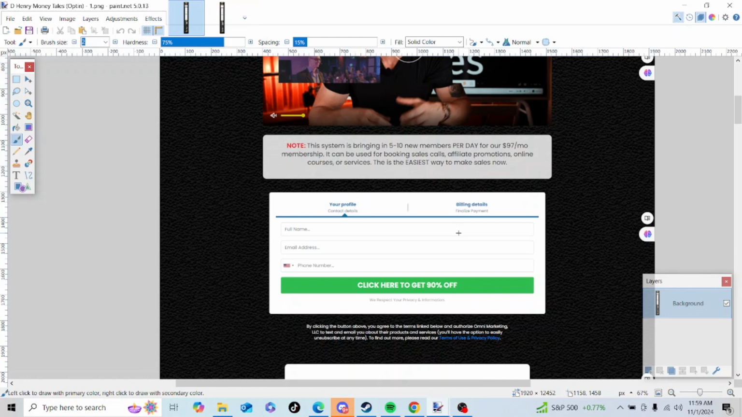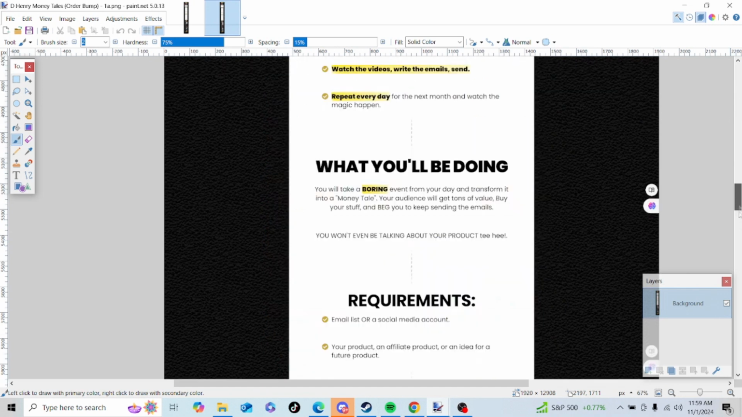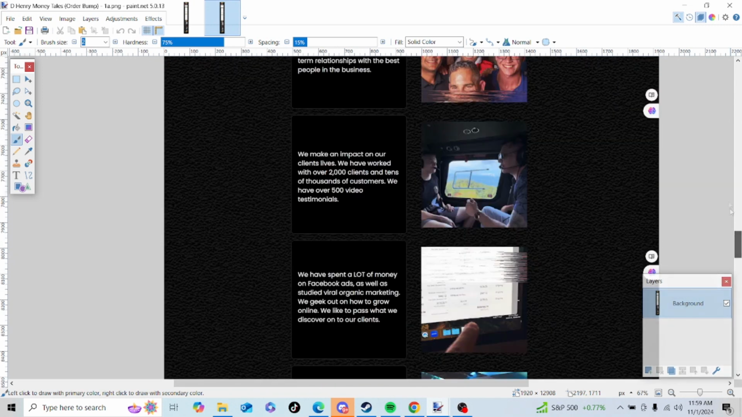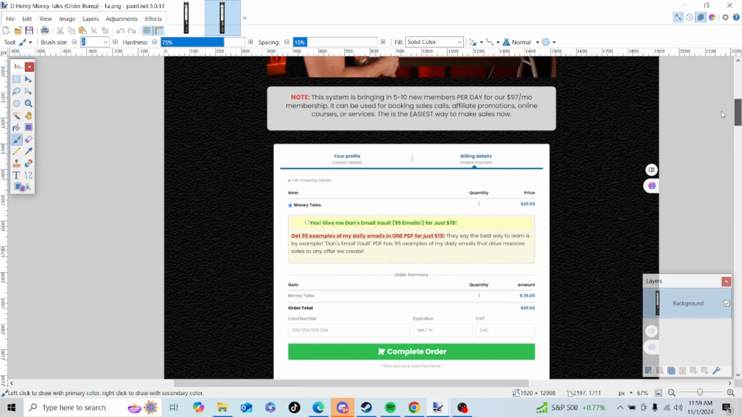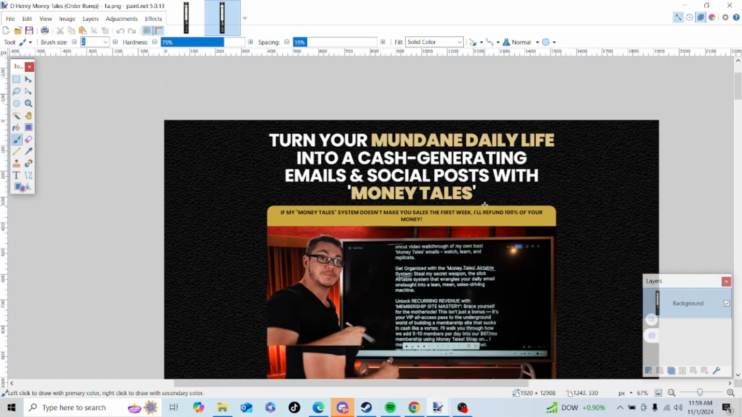We can't get beyond the paywall, but we can look at what happens when we do start filling in information and go to the second step, and that is going to be here. And as you can see, this is the same opt-in page. All that's changed is that we are now on step 2 of the 2-step order form, and he's included an order bump for Dan's email vault of 95 emails for just $19. So that's as far as we can go from the screenshots, but that gives you an idea of how he has set up this product.